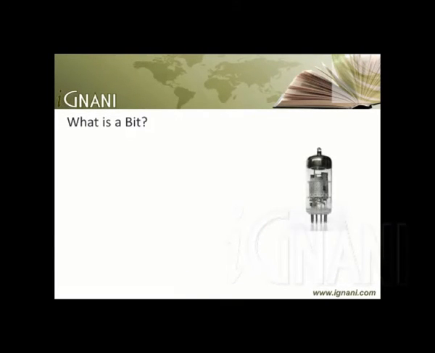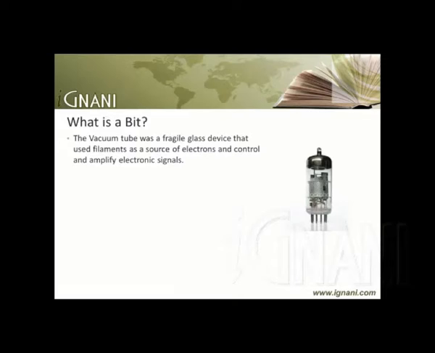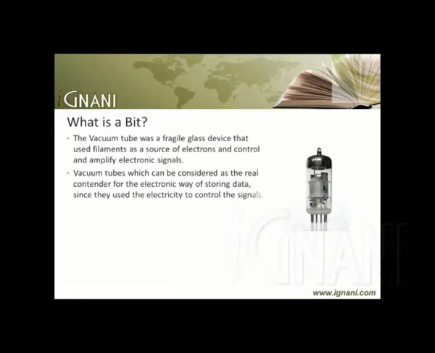The next major invention was the vacuum tubes, a fragile glass device that used filaments as a source of electrons and could control and amplify electronic signals. It was one of the high-speed electronic switching devices available, at that time. Though the punched card idea did use the on and off concept, it is these vacuum tubes which can be considered as their real contender for the electronic way of storing data.